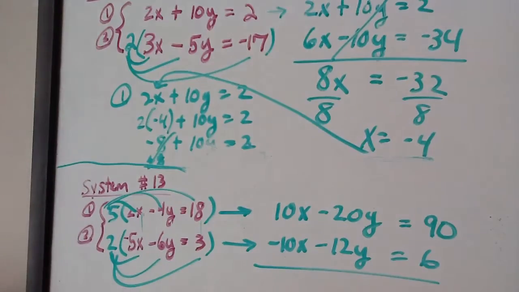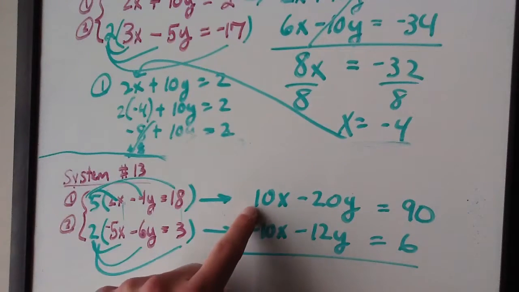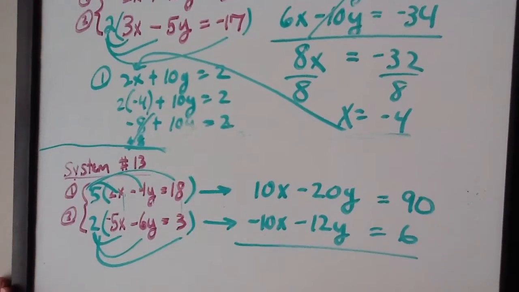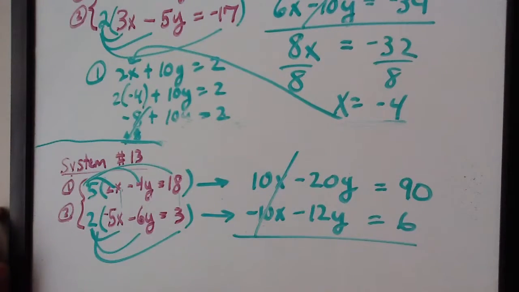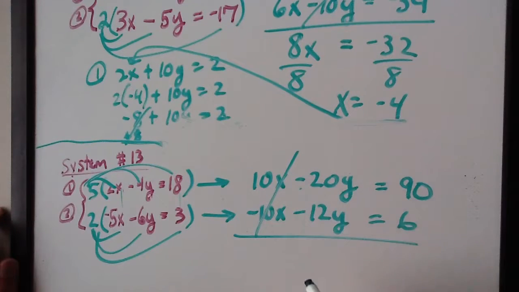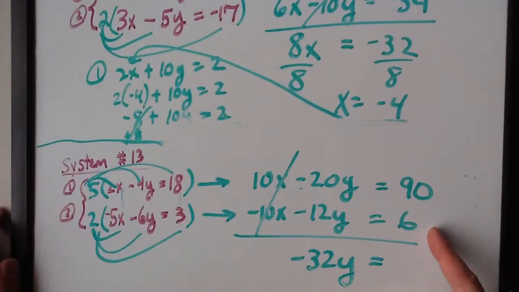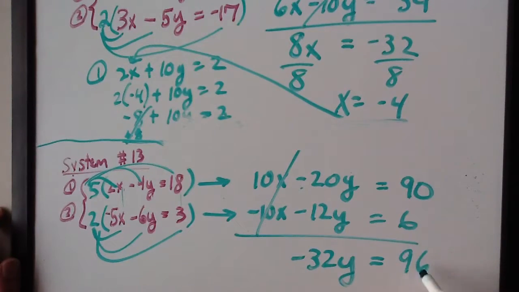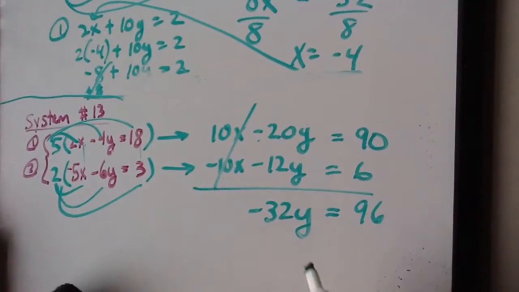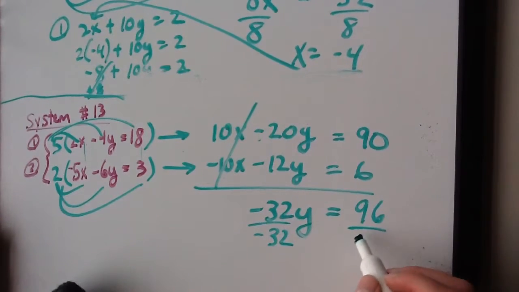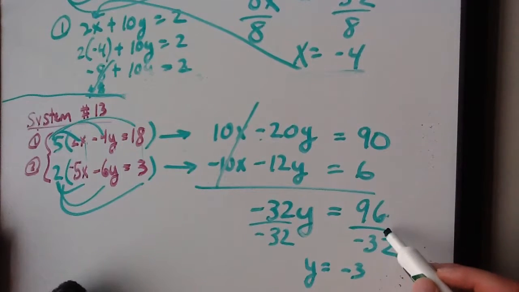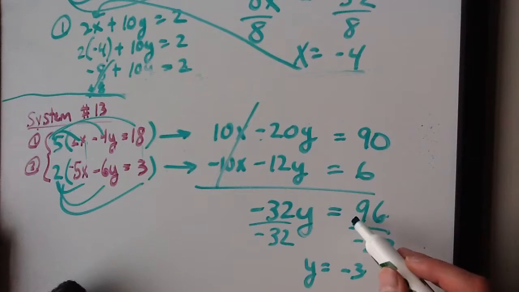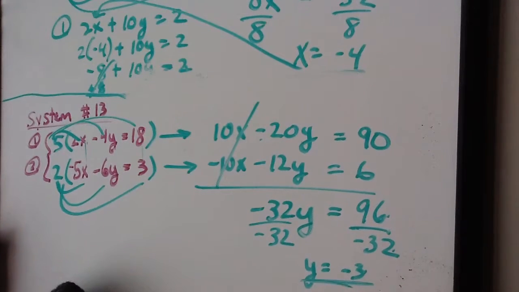Okay. Now when I'm looking at my equations, I see opposite terms, 10x and negative 10x. So let's add my equations together. Those eliminate, right? 10x minus 10x, that's 0. Here you have negative 20y and negative 12y. Well, that's negative 32y. And then here you have 90 plus 6, which is 96. I've got to solve for y right here by dividing by the coefficient. Coefficient's negative 32. 96 divided by 32, that's 3. And I'm going to have a positive divided by negative, so that's negative. So y equals negative 3.